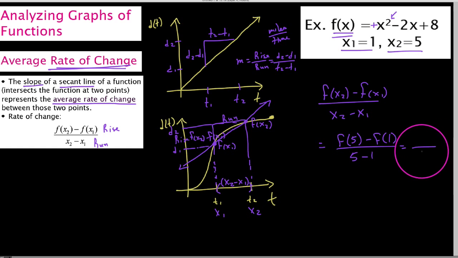So in terms of evaluating this, the bottom is pretty straightforward to evaluate. The interval is 4 units of length long. But the top here, f of 5 and f of 1, we're actually going to need to determine these. So very easy to do.